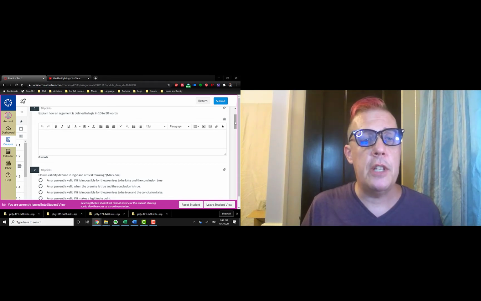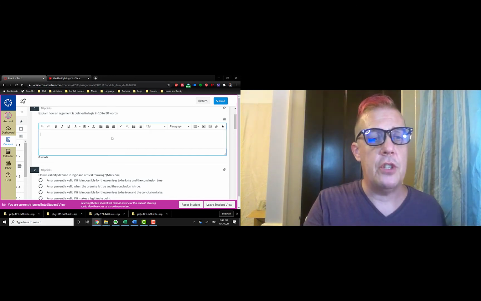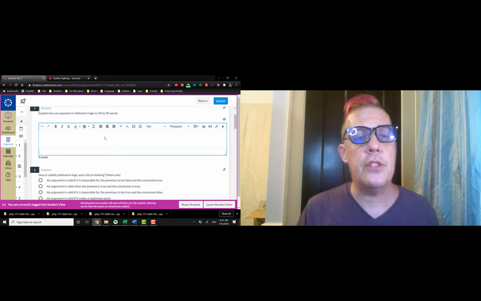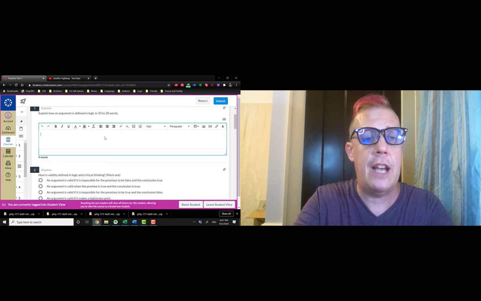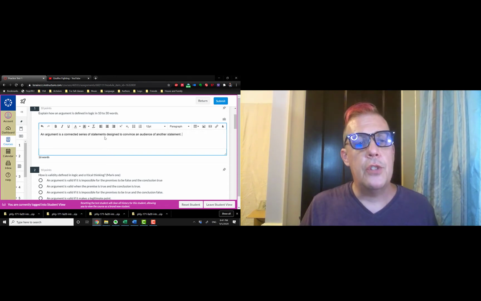So for argument here, I'm doing argument as a short answer question. So for the short answer question, the easiest thing you can do is just give the glossary definition at the back of the book. An argument is a connected series of statements designed to convince an audience of another statement. Right? So that is the precise definition that we're using in this book.